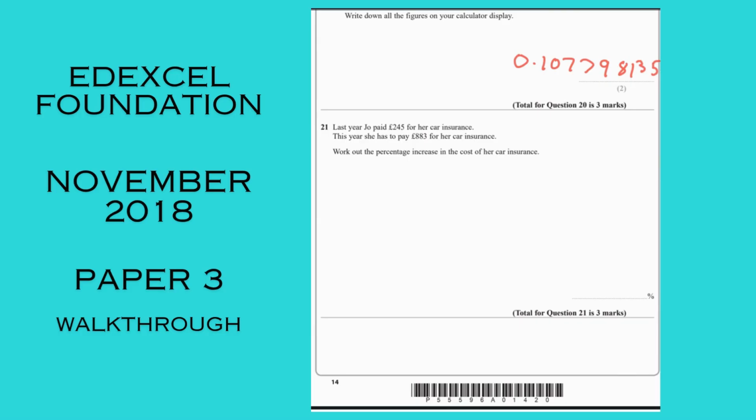So, Joe pays for a car insurance. She's had a massive increase. So don't forget, percentage increase means actual increase. So do a takeaway, divided by the original amount, multiplied by 100. And I'm getting 260.4 and so on. So it's a 260% increase.